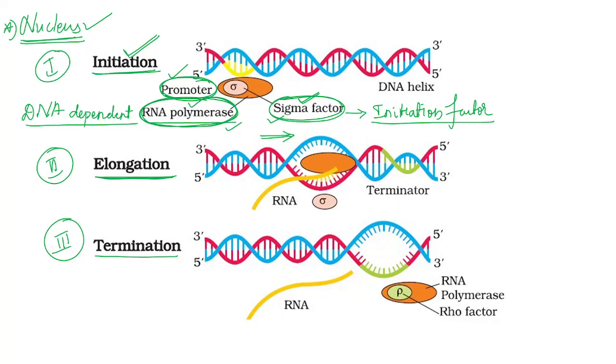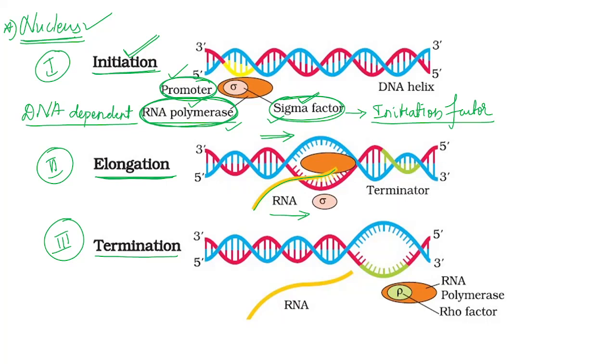The particular mRNA synthesis will be taking place here. In the elongation step, the RNA polymerase enzyme goes on moving towards its right side direction and slowly starts decoding, decoding what?